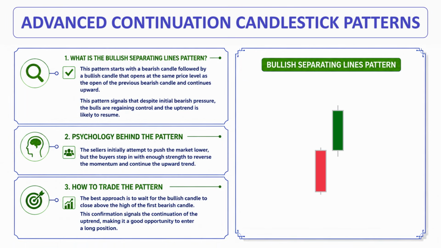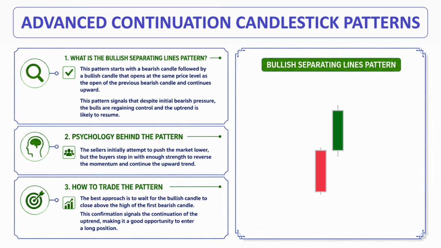Now, let's discuss the bullish separating lines pattern. Structurally, this pattern begins with a bearish candle, followed by a bullish candle that opens near the same price level as the previous bearish candle and continues upward. This pattern signals that despite initial bearish pressure, buyers are regaining control and the uptrend may resume.